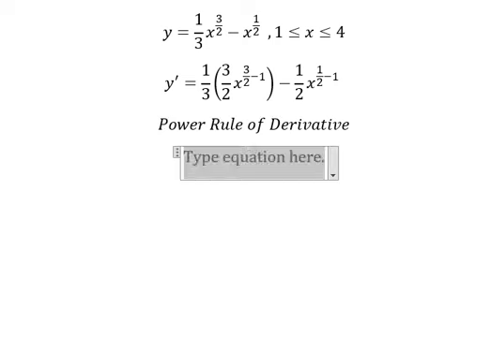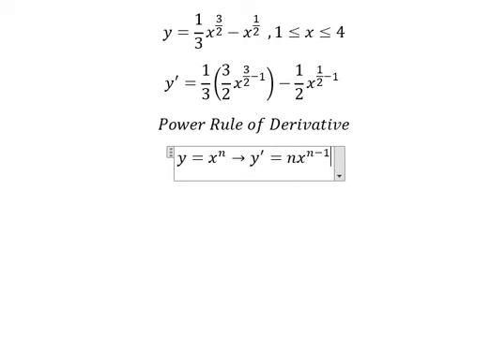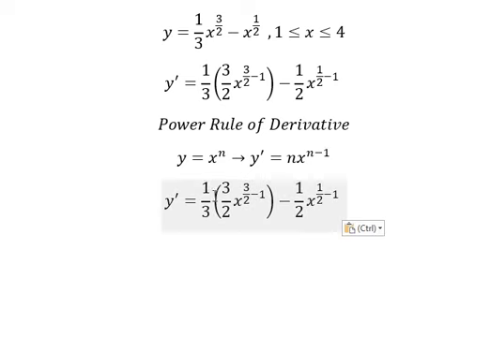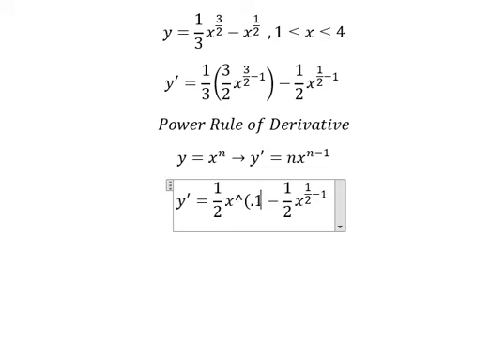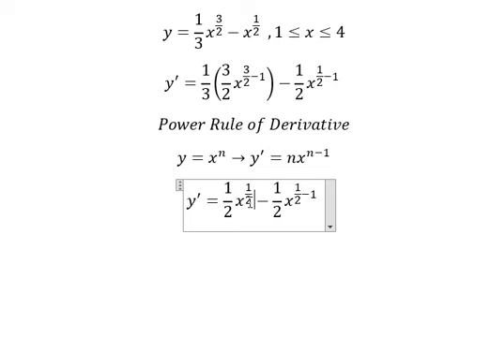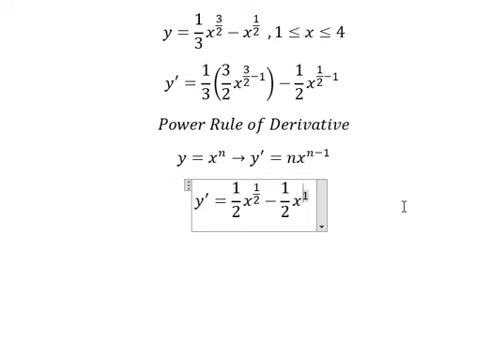So we have y equals x to the power of n. If we first take the derivative of both sides, we have it like this. So this one we have like this. This one we have negative 1 over 2.